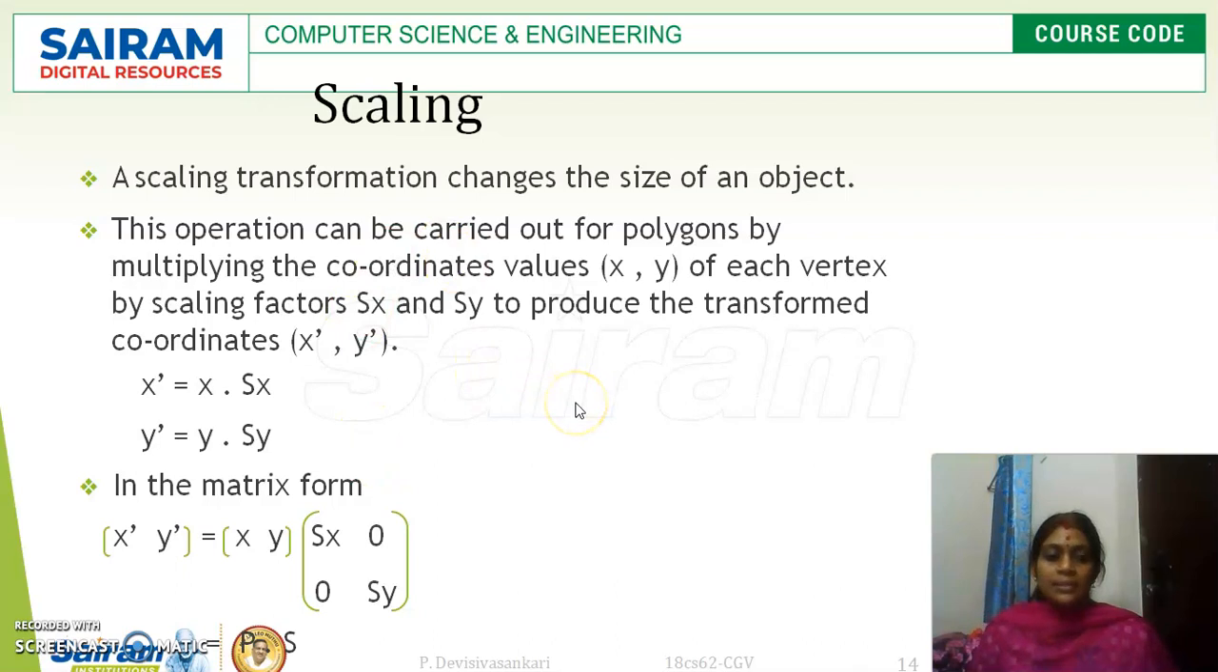Okay, so the scaling is nothing but actually this transformation is used to change the size of an object. Either it will enlarge the size of the object, or the object size can be shrunk. So the enlargement as well as the shrinking can be the result of the scaling. This operation easily can be carried out on polygons by multiplying the values x and y of each and every vertex with the scaling factors sx and sy.